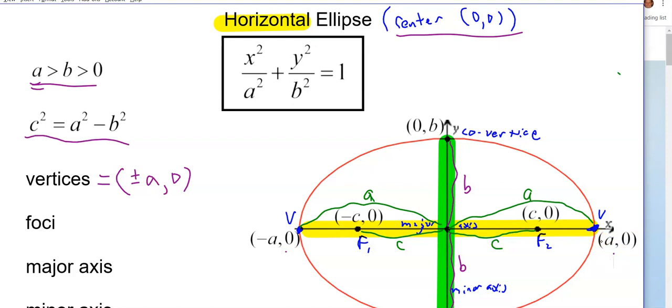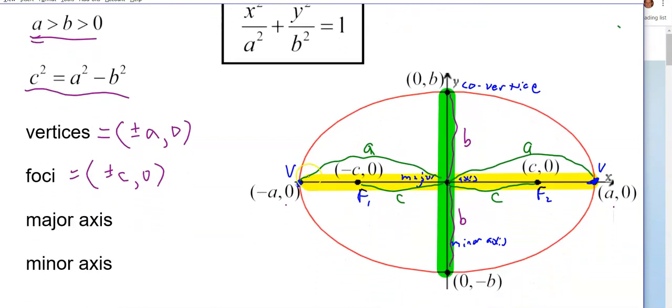The foci are located at plus or minus c, comma 0. The major axis, you can probably tell, from the vertex to the center is a, and from the center to the vertex is a, so this is 2a. And the distance of the minor axis, the green line there, is b plus b, or 2b.